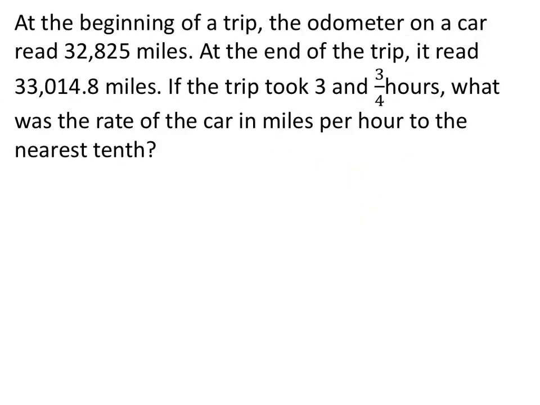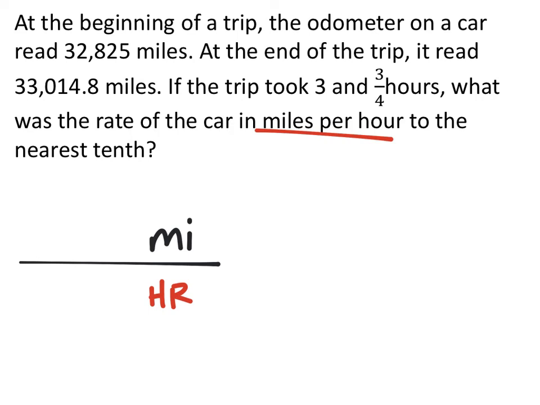It's very different together. At the beginning of a trip, the odometer on a car read 32,825 miles. At the end of the trip, it read 33,014.8 miles. If the trip took 3 3/4 hours, that's a mixed number there, what was the rate of the car in miles per 1 hour to the nearest tenth? Oh, very good. Well, here's what we want. We want number of miles per hour, right? It says the rate of the car. So now you could do, well, no, it did say, I'm sorry, it says miles per hour right there. Miles per hour. So miles in the numerator, hours in the denominator.